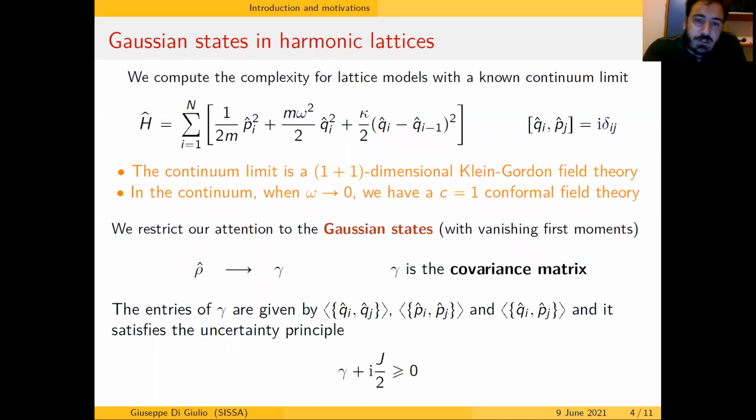Moreover, we restrict our attention to the Gaussian states, which are the states of systems described by this Hamiltonian, which are uniquely determined by the covariance matrix, which is a 2n times 2n symmetric matrix, whose entries are given by the 2-point functions of the operators q_i and p_i determining the Hamiltonian of the model. Moreover, this matrix γ has to satisfy the uncertainty principle, which is implemented through this constraint on its eigenvalues.